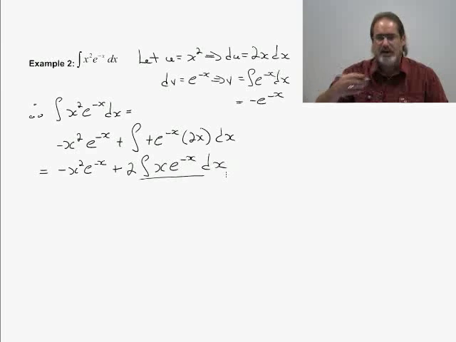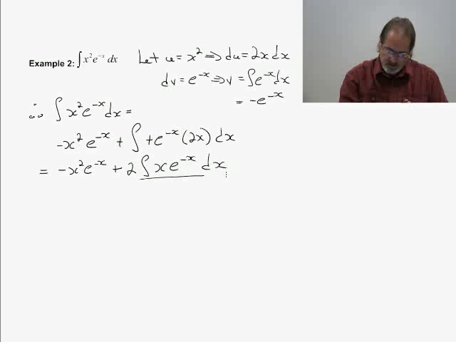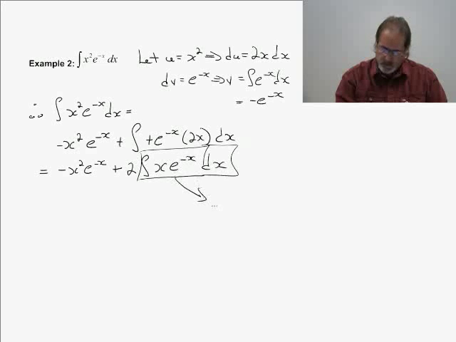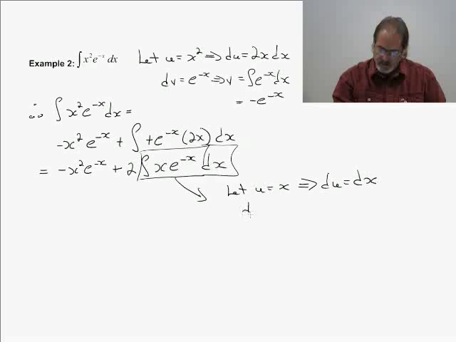I can use integration by parts repeatedly as needed to ultimately get down to this end function. So just looking at this, just this piece right here, I'm going to use integration by parts again. I'm going to let u equal x. That means du is dx, which leaves me dv as being e to the negative x, which means v equals the integral of e to the negative x dx, which is just a negative e to the negative x.